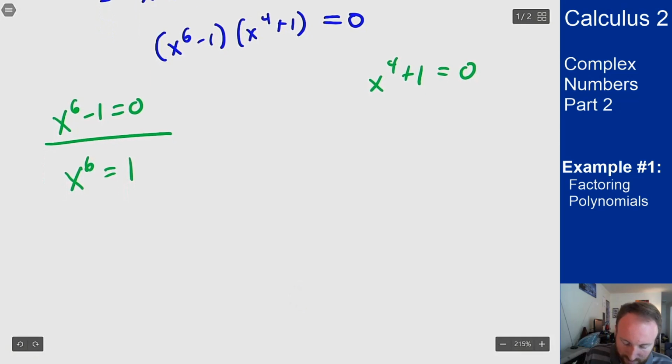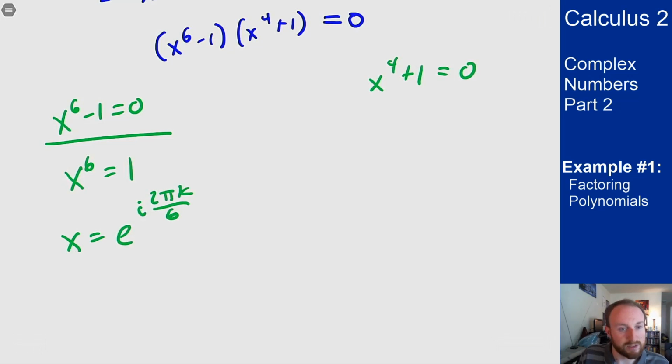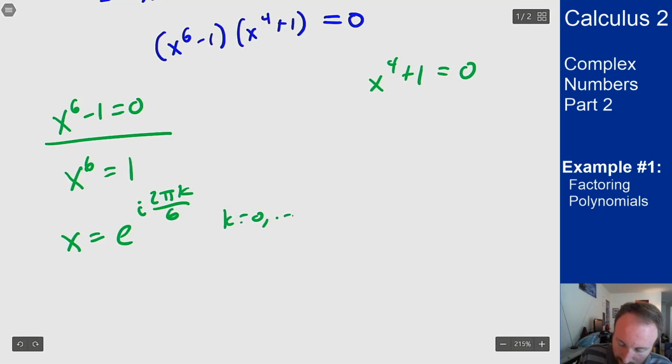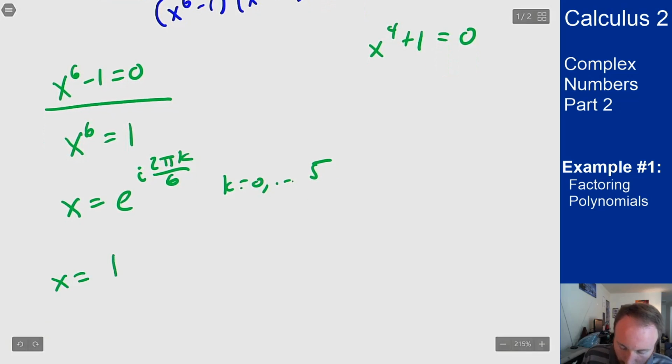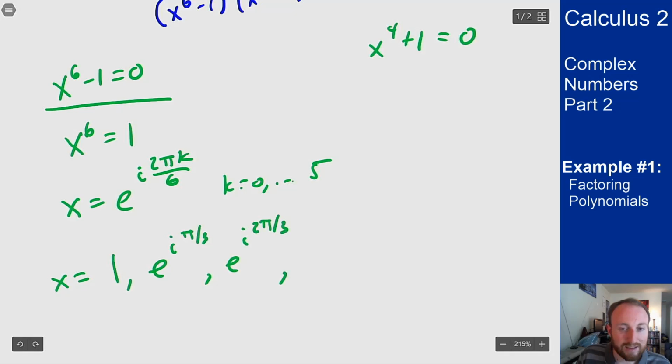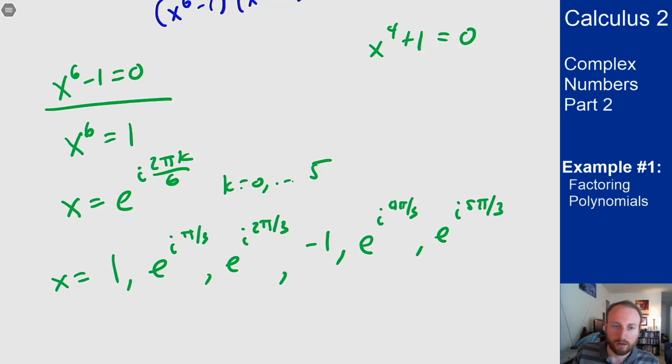These roots should all be of the form e to the i times 2 pi k over 6, because I'm doing 6 roots here, for k from 0 up to 5. Or because we're doing 2 pi k over 6, that's also k pi over 3. So my roots here are 1 for k being 0, e to the i pi over 3, e to the i 2 pi over 3, e to the i 3 pi over 3, which is e to the i pi, which is minus 1, e to the i 4 pi over 3, and then e to the i 5 pi over 3. Now, how does this help me factor this expression?